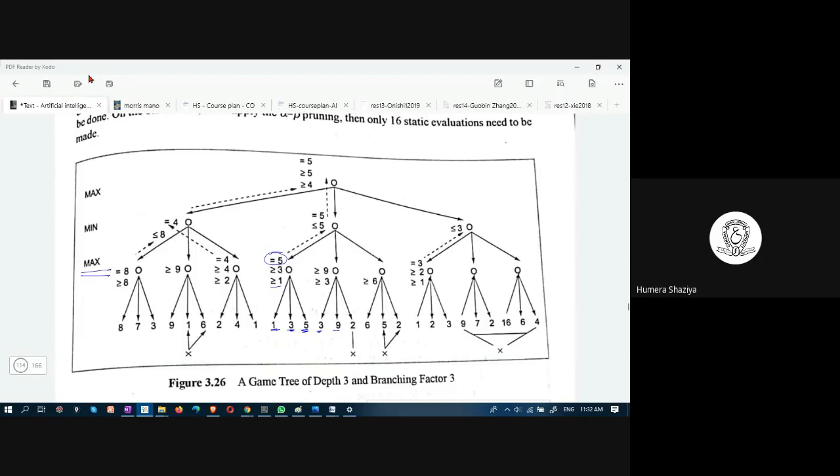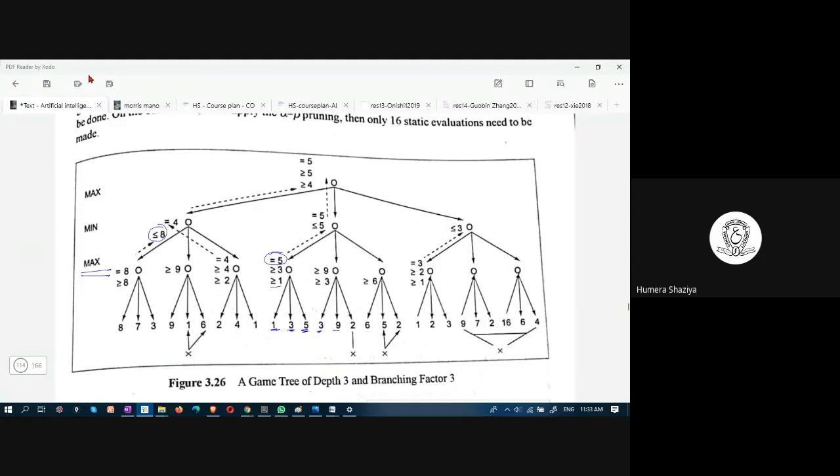Now this part is not at all required. It is totally pruned when it comes to min. In min, what happens? The min bound is less than or equal to 8. Less than or equal to 8 is the upper bound.